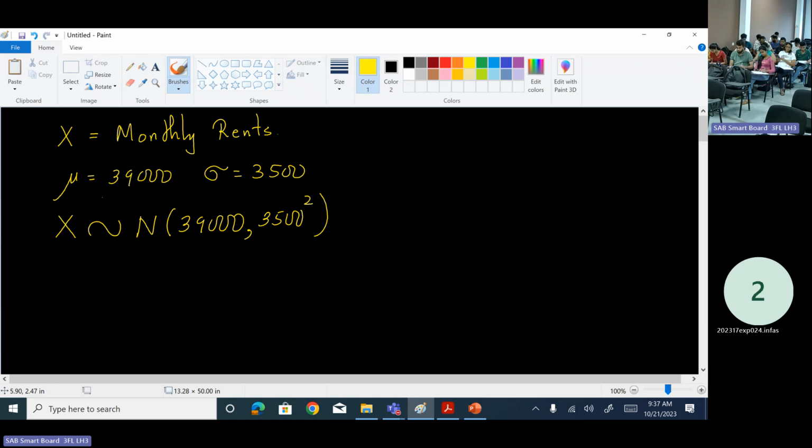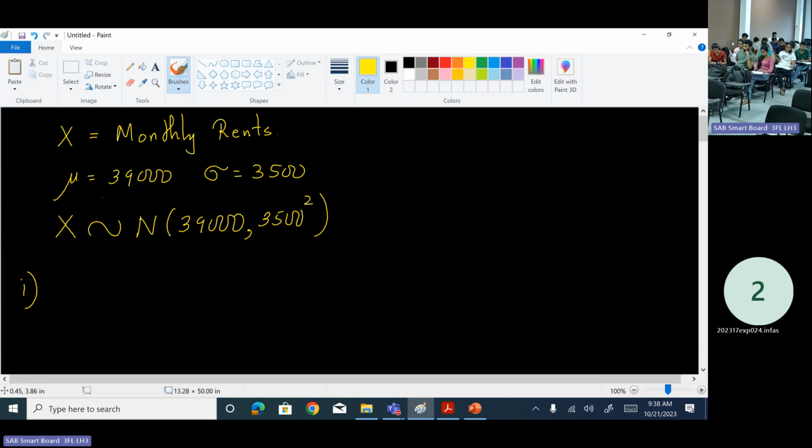In the binomial case, we wrote the variable. What are the parameters? Distribution. Then we wrote the probability function. Then we started doing the problem. Right? So first part.